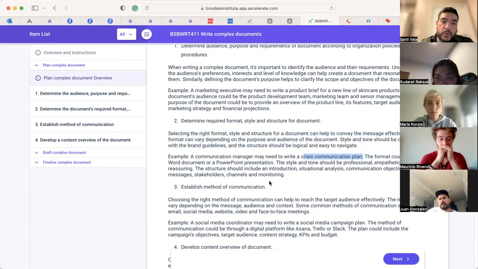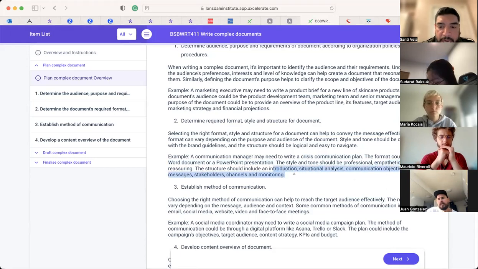The format could be a Word document or a PowerPoint presentation. It also could be a PDF. It also could be a video with subtitles. The style and tone should be professional, empathetic. Of course, it has to be empathetic because we are trying to get people across the situation and be empathetic with that situation.